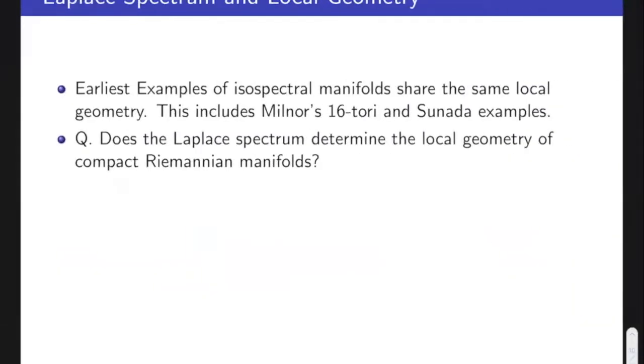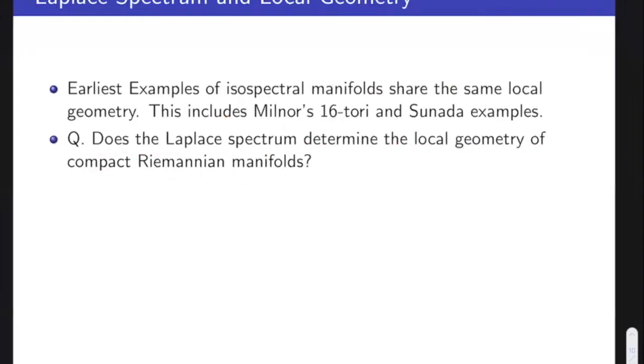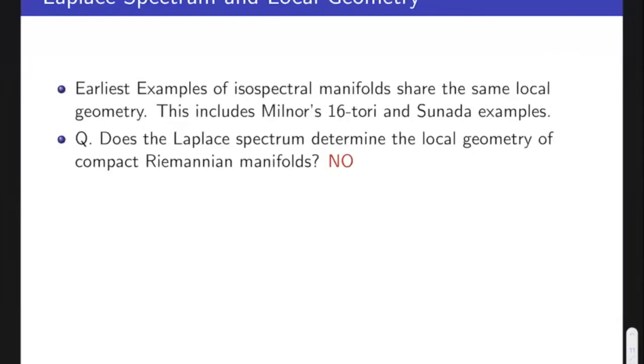Now, the second motivation comes from the relation between the Laplace spectrum and local geometry. I'd like to remind you that the first isospectral but not isometric example was given by Milnor. Milnor constructed two distinct, non-isometric tori, yet they have the same Laplace spectrum. So these examples actually share the same local geometry. They have the same universal cover. Then one natural question people can ask is, does the Laplace spectrum determine the local geometry of compact Riemannian manifolds? And the answer is no.